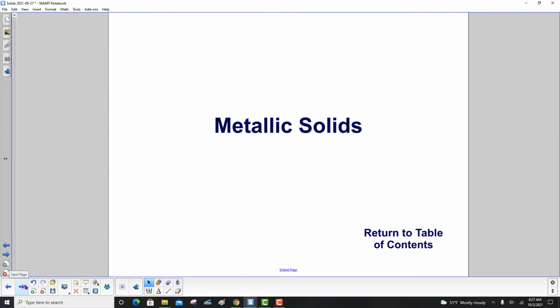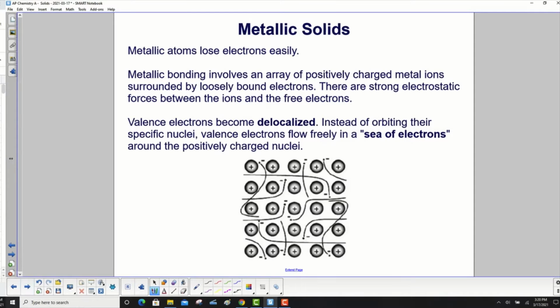Metallic solids. Metallic atoms lose electrons easily. They are easily removed. It involves an array of positively charged metal ions, these circles here with the pluses in them, surrounded by loosely bound electrons, represented by the minus signs. There are strong electrostatic forces between the ions and the free electrons.